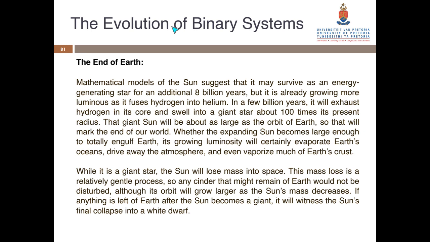Whenever the expanding Sun becomes large enough to totally engulf Earth, its growing luminosity will certainly evaporate Earth's oceans, drive away the atmosphere, and even vaporize much of Earth's crust. While it is a giant star, the Sun will lose mass into space. This mass loss is a relatively gentle process, so any cinder that might remain of Earth would not be disturbed, although its orbit will grow larger as the Sun's mass decreases. If anything is left of Earth after the Sun becomes a giant, it will witness the Sun's final collapse into a white dwarf.